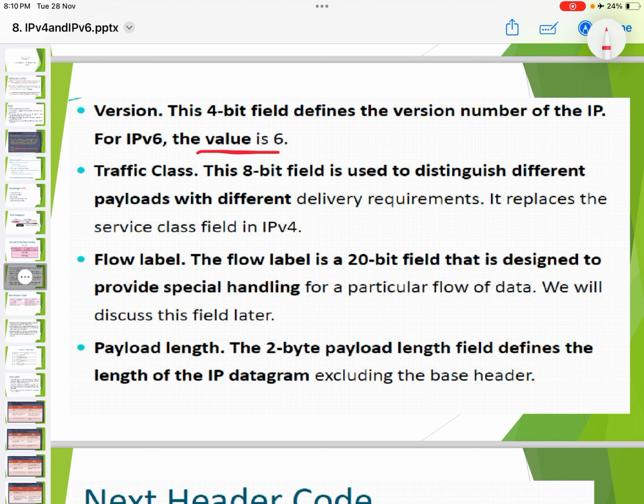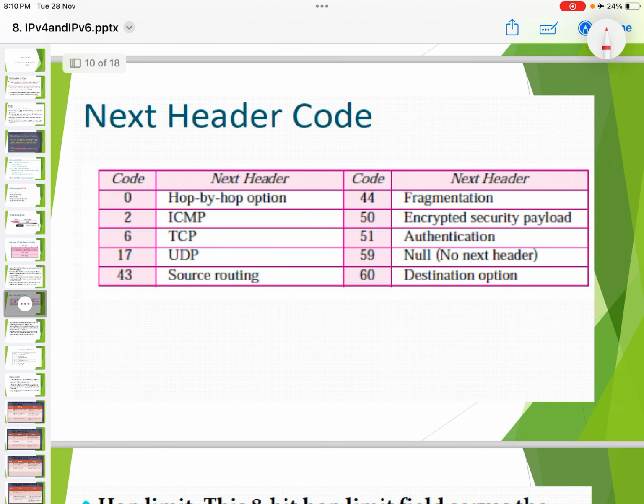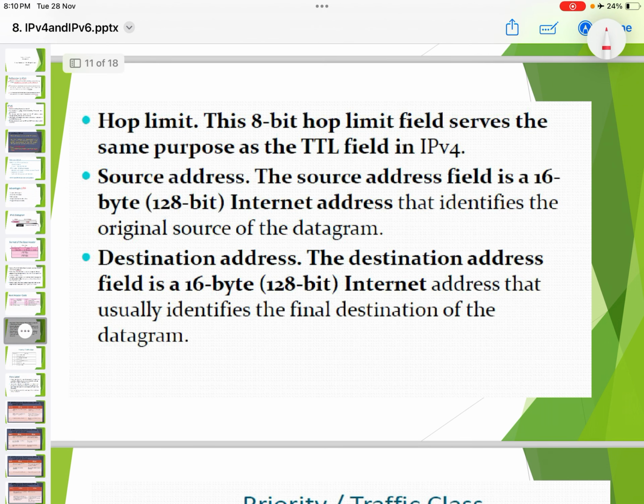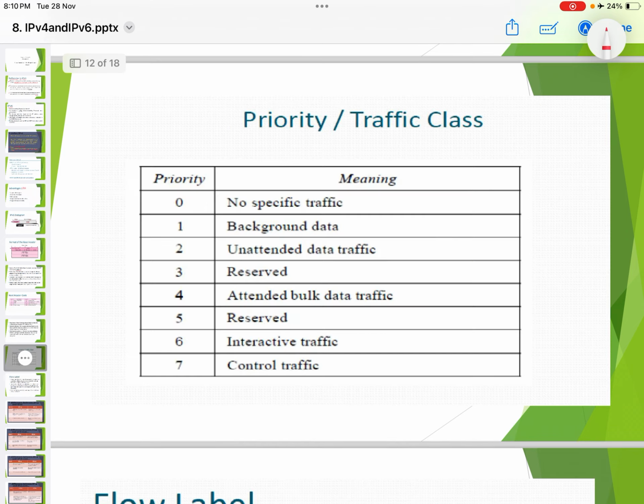Payload length. The 2-byte payload length field defines the length of the IP datagram excluding the base header. Next header. Hop limit: this 8-bit hop limit field serves the same purpose as the TTL field in IPv4. Source address: the source address field is a 16-byte, 128-bit internet address that identifies the original source of the datagram. Destination address: the destination address field is a 16-byte, that is 128-bit, internet address that usually identifies the final destination of the datagram.